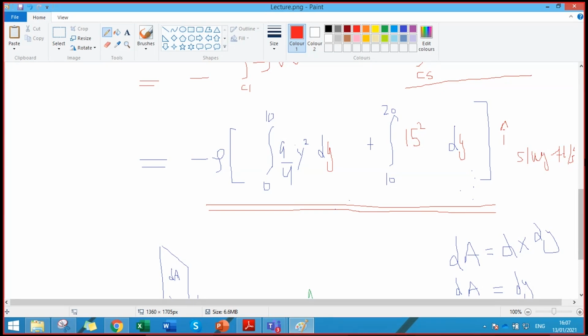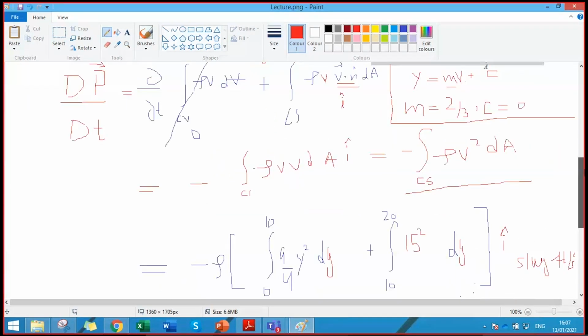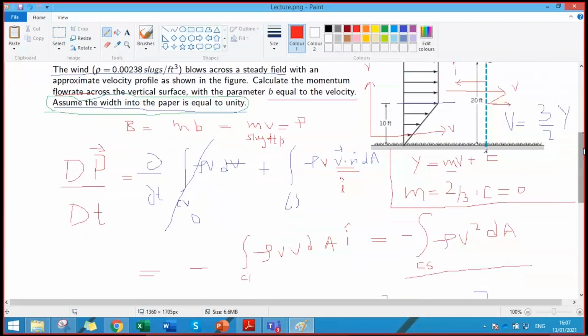That momentum is slowing down. The rate of momentum is decreasing with time. It is against the flow. Clear?